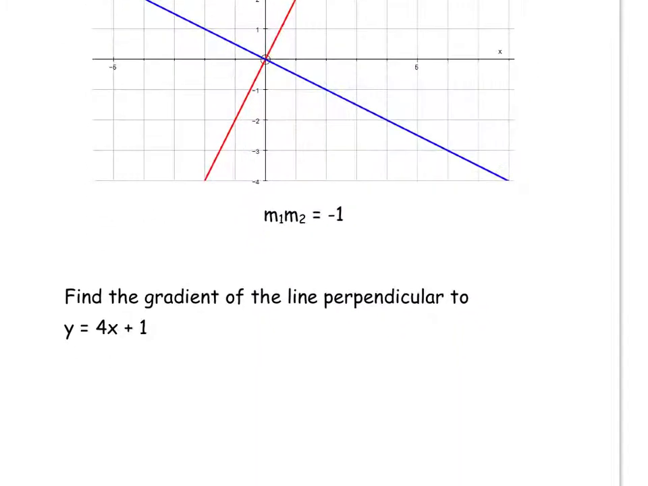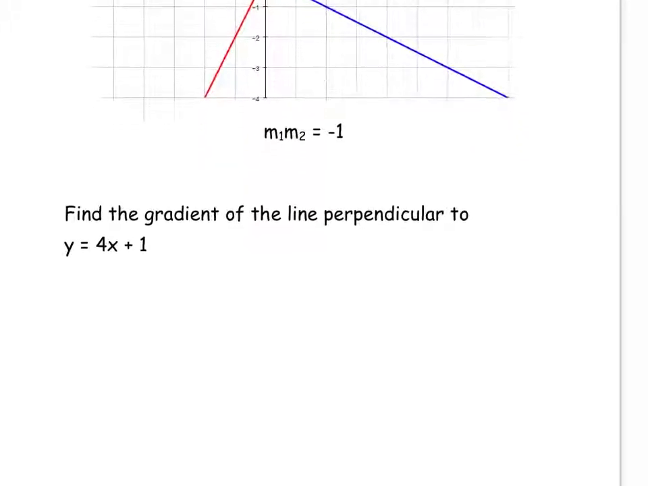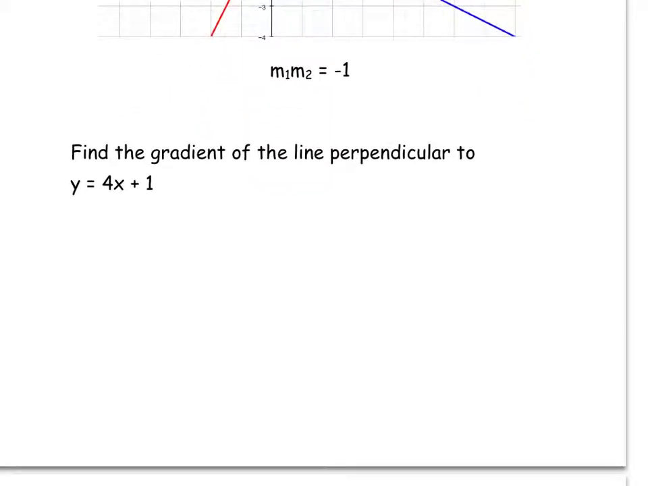Find the gradient of a line perpendicular to y equals 4x plus 1. We're going to use the formula shown here, that the two gradients multiplied together equal minus 1. So, 4 times something gives us minus 1. So the question mark is minus 1 over 4. So the gradient of a line perpendicular to y equals 4x plus 1 has the gradient minus 1 over 4.